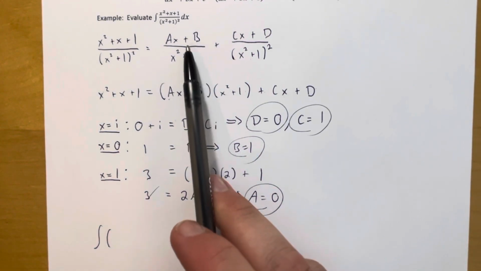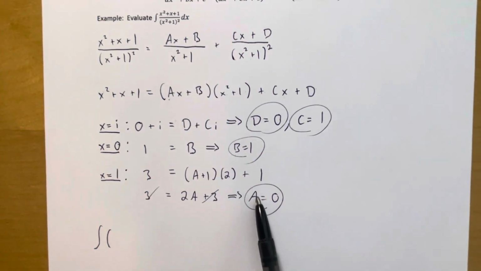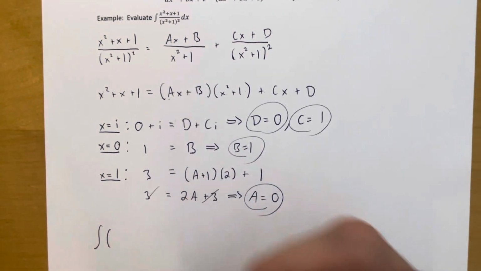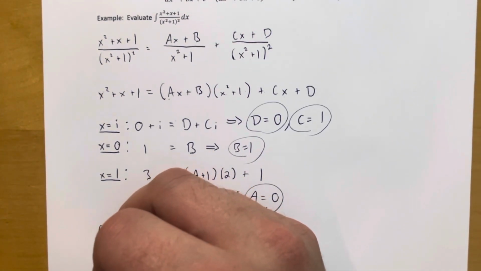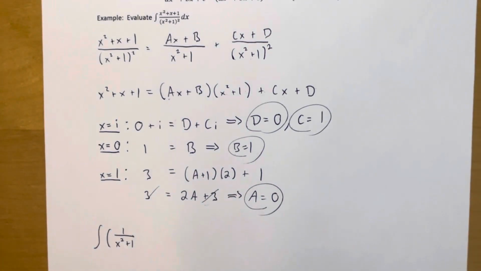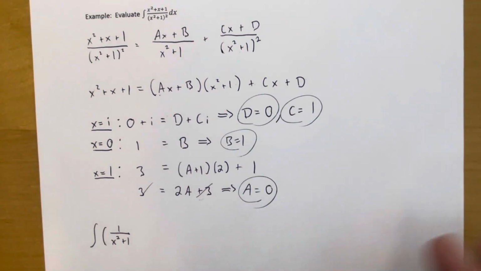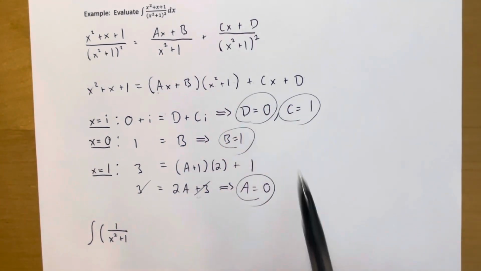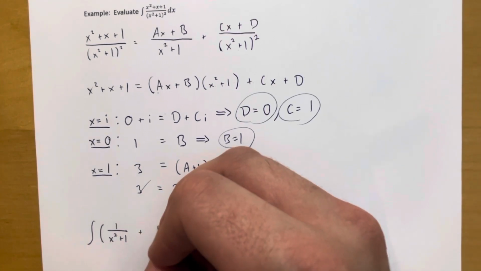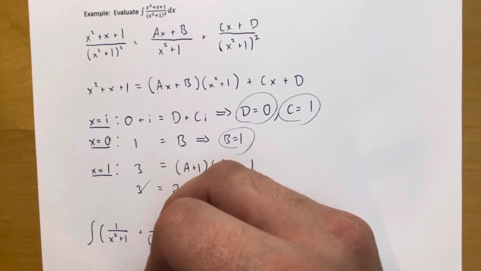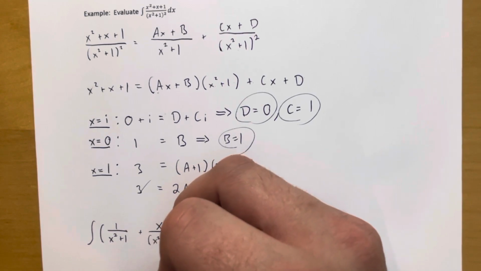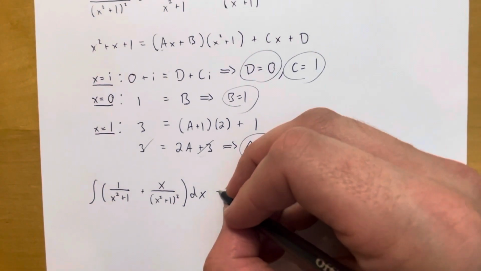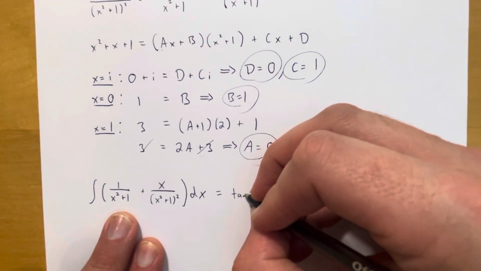Well, remember, the first term here was ax plus b. A was equal to 0, so we lose this term. B was equal to 1. So I have 1 over x squared plus 1. I know right off the bat that's going to be arctangent of x. Easy one. Cx plus d. D was equal to 0. C was equal to 1. So this becomes plus x over x squared plus 1 quantity squared dx.